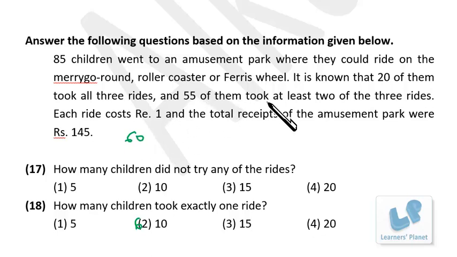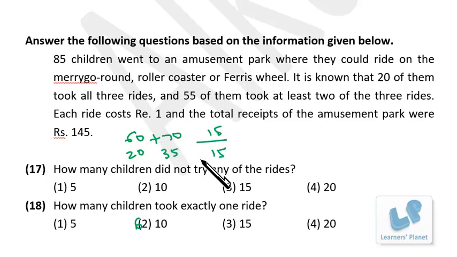Then 55 of them took at least 2 of the 3 rides, and out of this 55, 20 children are taking 3 rides. That means the remaining 35 are taking 2 rides. So the bill will be 35 into 2, 70 rupees, right? So the remaining bill will be how much? 70 and 60, that is 20 kids here and 35 kids here. So 70 plus 60, 130. So 15 rupees remain, that is for 1 ride.